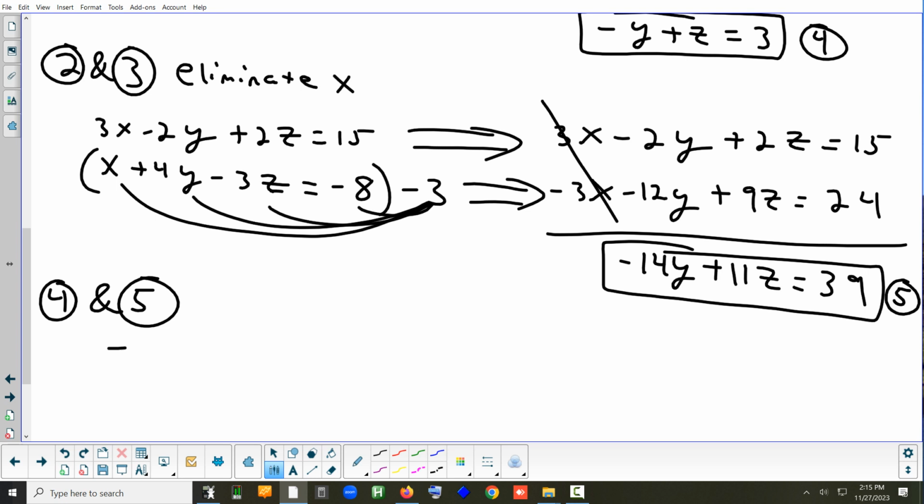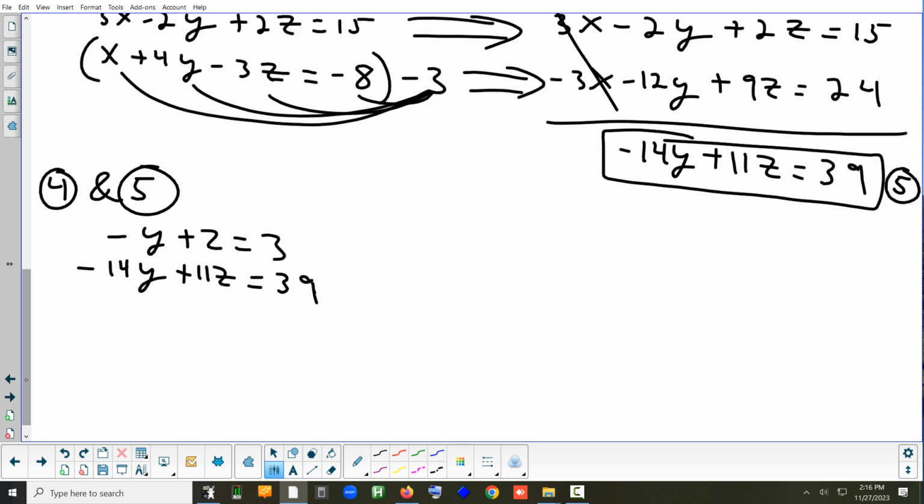Let's write down 4. Negative y plus z equals 3. And 5. Negative 14y plus 11z equals 39. That's really your first major goal. Create 2 new equations that each have the same letters. 2 letters, only 2. Okay. What do we want to try to eliminate here, y or z?